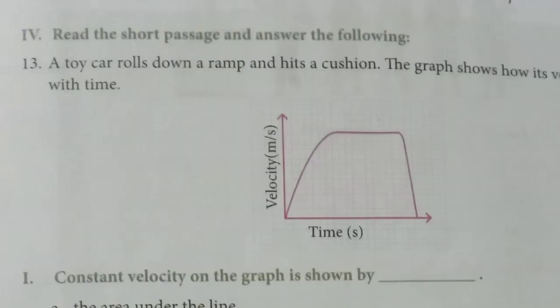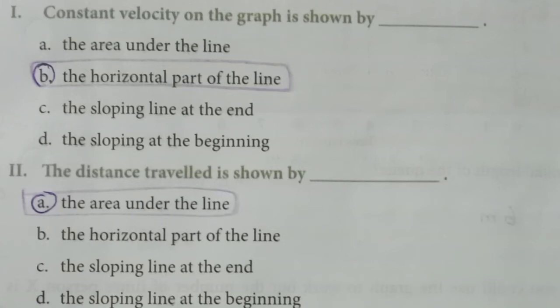Read the short passage and answer the following. A toy car rolls down a ramp and hits a cushion. The graph shows how its velocity changes with time. 1. Constant velocity on the graph is shown by dash.